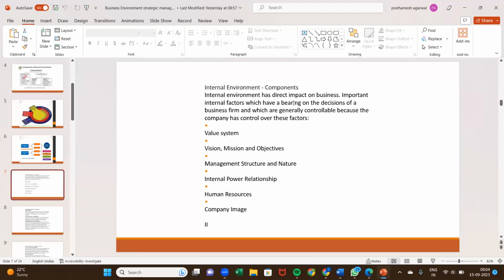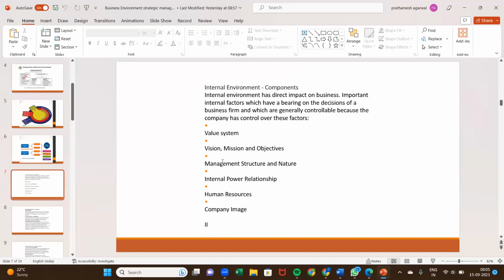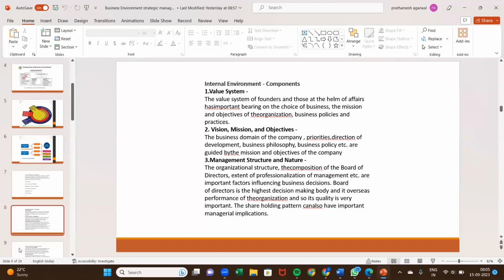Now, the internal environment components have a direct impact on business. These are internal factors which have bearing on the decision of a business firm and which are generally controlled, because the company has control over them. So the company controls these internal factors: value systems, as we read in the first chapter, vision, mission, and objectives, management structure and nature, internal power relationship, human resource, and the company image.